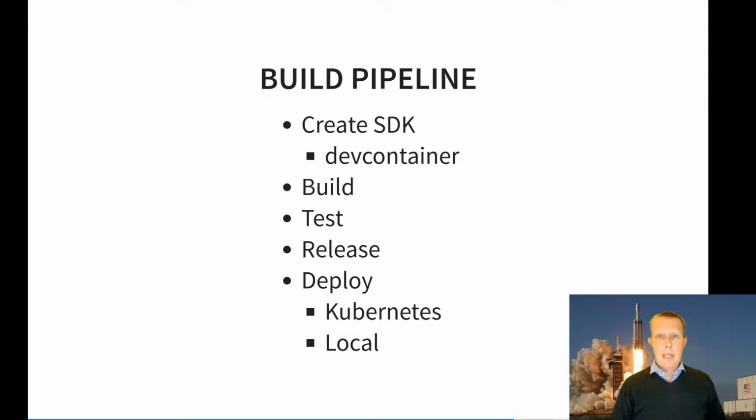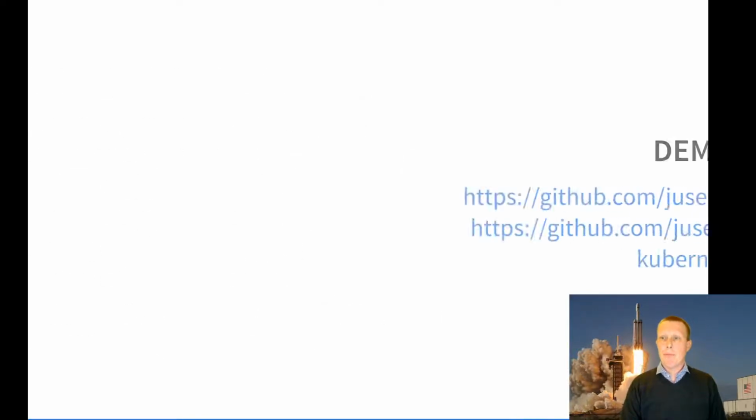Then we're going to test it, and if all this goes well, we're going to release it, and the release will simply mean that it's going to take this deploy folder and create a Docker container out of it and push it to the Docker registry so that we can then either deploy it locally or to Kubernetes. So this is the idea that we have, the scheme that we're going to go through.